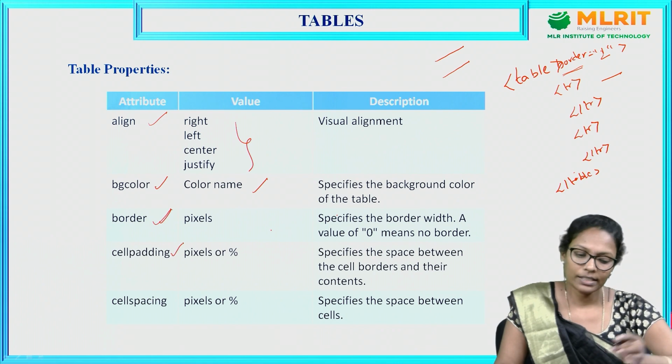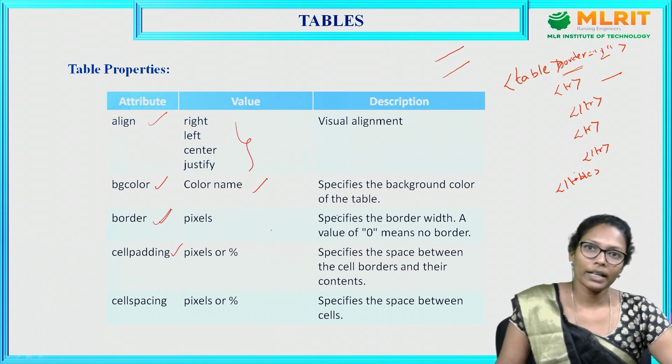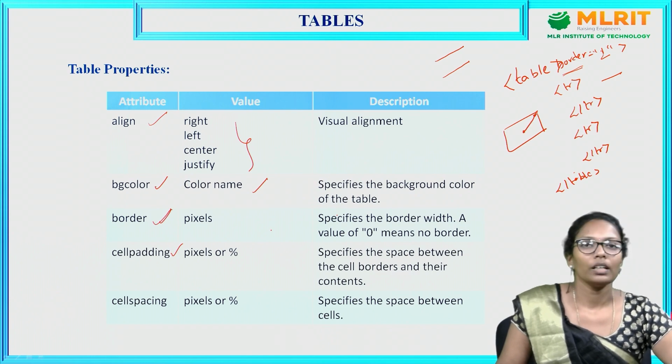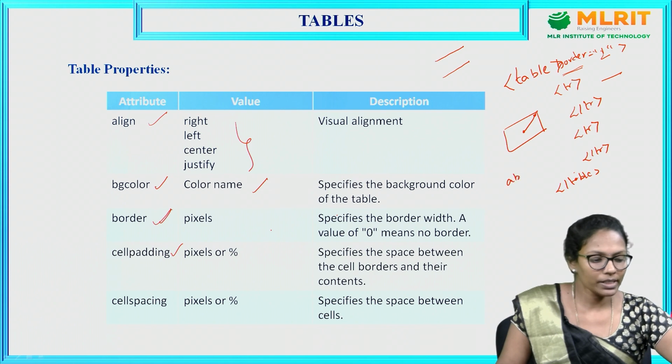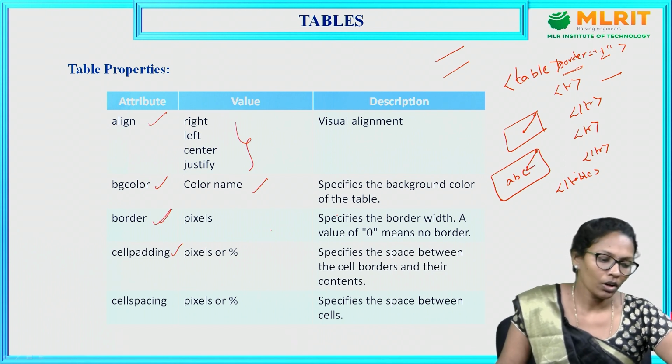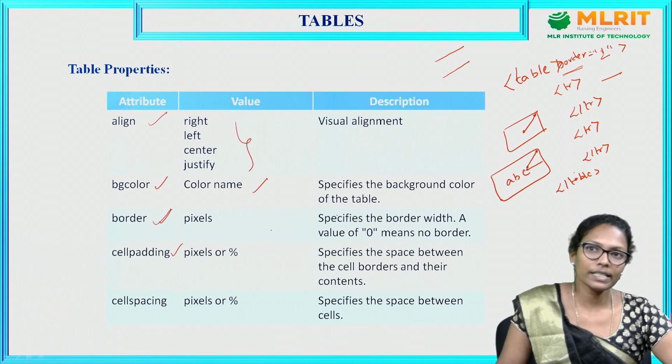And next is cellpadding. So cellpadding is nothing but the space between the cell border and the text. So here I have written some text ABC. This is my cell and this distance is called the cellpadding. So this distance or this distance is called the cellpadding.